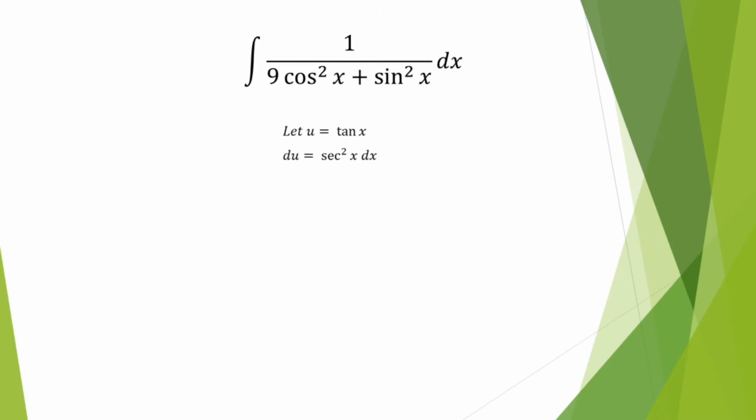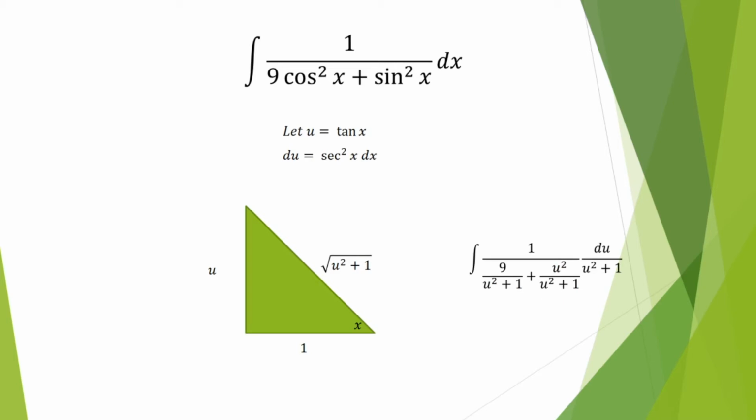In order to figure this out, I want to draw out a right triangle. I know that u equals tangent of x, so x is going to be the angle. Tangent is opposite over adjacent, so the opposite side is going to be u, the adjacent side is going to be 1, and the hypotenuse, using the Pythagorean theorem, will be the square root of u squared plus 1. Now I can substitute what cosine squared and sine squared are. Cosine squared is going to be 1 over u squared plus 1. Sine squared is going to be u squared over u squared plus 1.